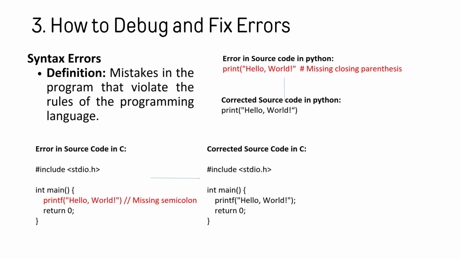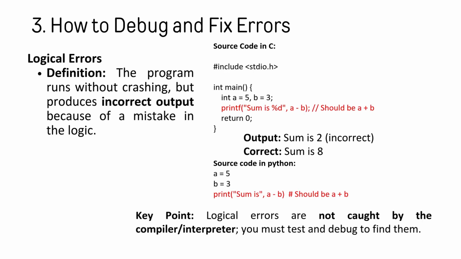So here we see that in the C code there is a missing semicolon. Just put down this missing semicolon there, then the source code will be corrected. And in the same way, just put in the missing closing parenthesis in the source code of Python, then it will give you the correct output. In this program, we want to do the sum of two numbers, but accidentally we did the subtraction. So just change a minus b to a plus b, and the program is corrected.